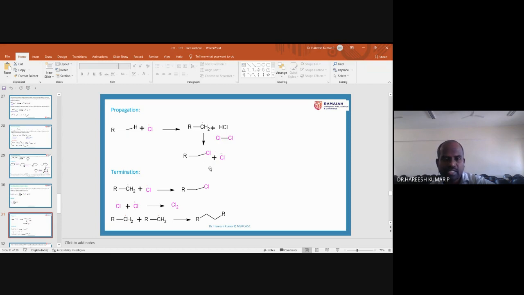If we look into the termination step, two radicals, meaning an alkyl radical and a chlorine radical, can combine to form a neutral product. Similarly, a chlorine radical can react with one more chlorine radical to form a neutral molecule. Similarly, two alkyl radicals can undergo dimerization, giving rise to a dimer product. So this is how an alkane is converted into alkyl halide when it is treated with chlorine in presence of heat or light. Okay, this is about reactions at aliphatic carbon or sp3 carbon atom, or reactions of alkanes with the radical.